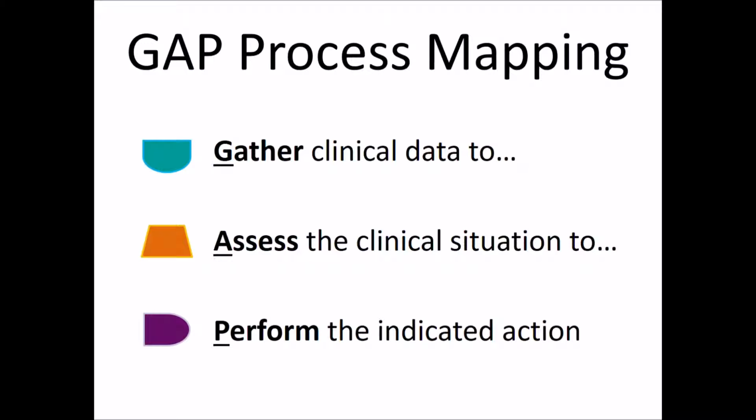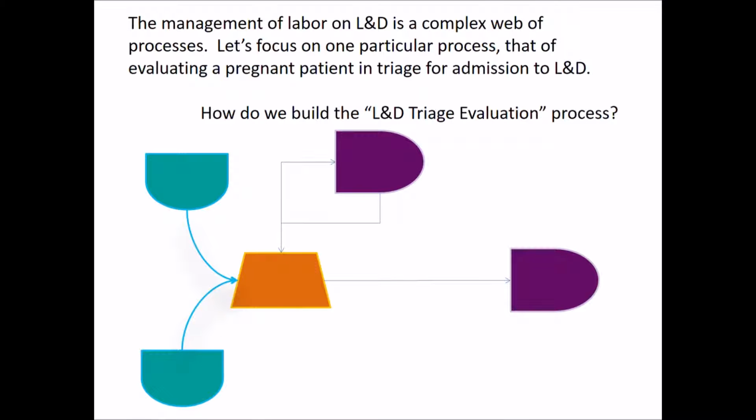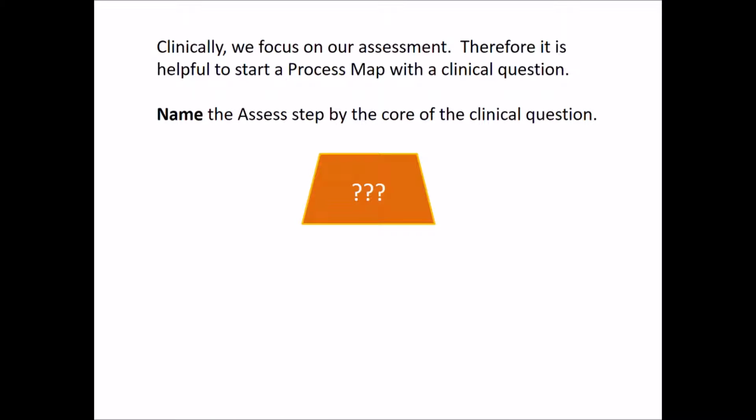As you can see, the 3 different symbols correspond to a part of the letter from which they're drawn, and that should also help make it easier to remember what those symbols stand for. So let's look at a sample clinical process that we're all familiar with and build a process map for it. The management of labor and delivery on L&D is a complex web of many different processes, so we're going to focus on one particular part of that overall web of processes, that of evaluating a pregnant patient in triage for admission to labor and delivery. So let's look at how to build the L&D triage evaluation process map.